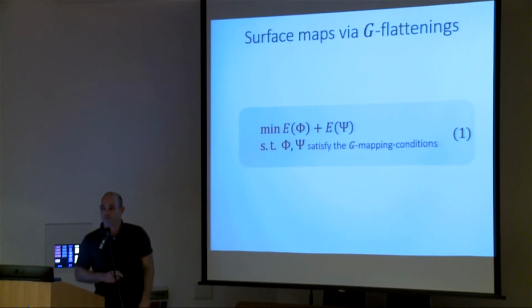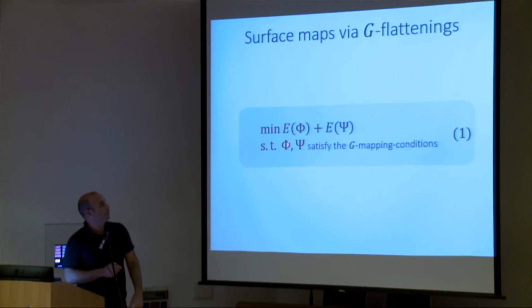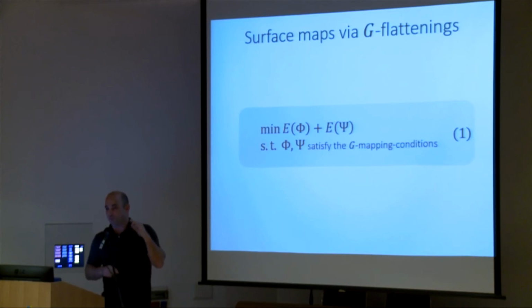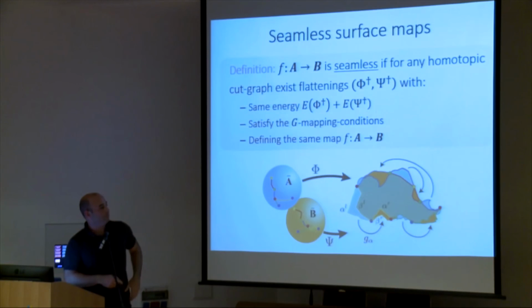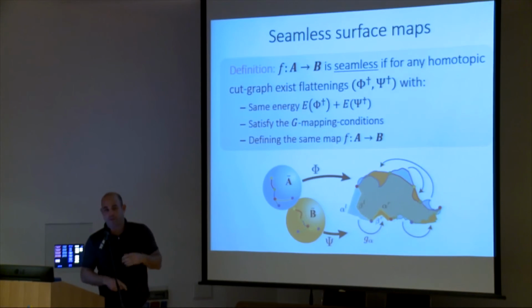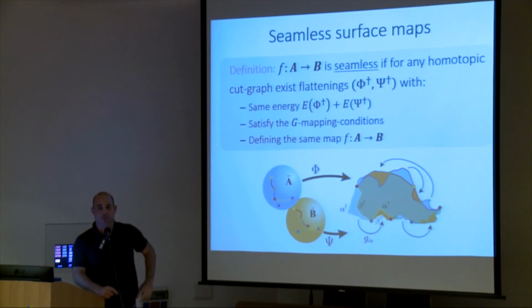You can take whatever you want, the maximum. It doesn't matter. And under the constraint that these two satisfy these conditions, so they're both G flattenings, and they take the points to the same planar location. And now the claim is that we get a seamless mapping. And here's the formal definition of what seamless means. I'm just going to say it, I'm not going to read it.